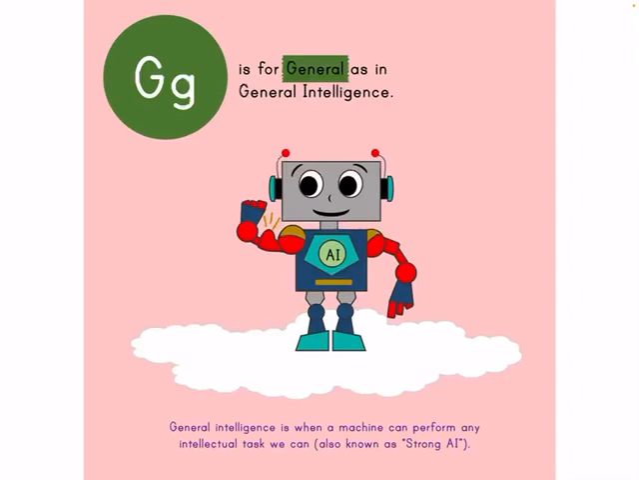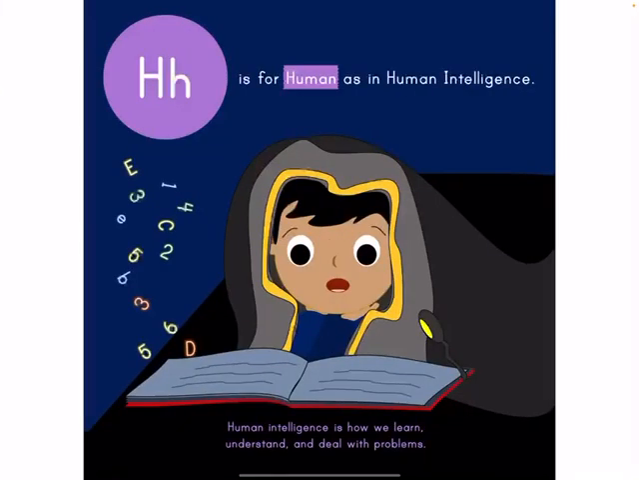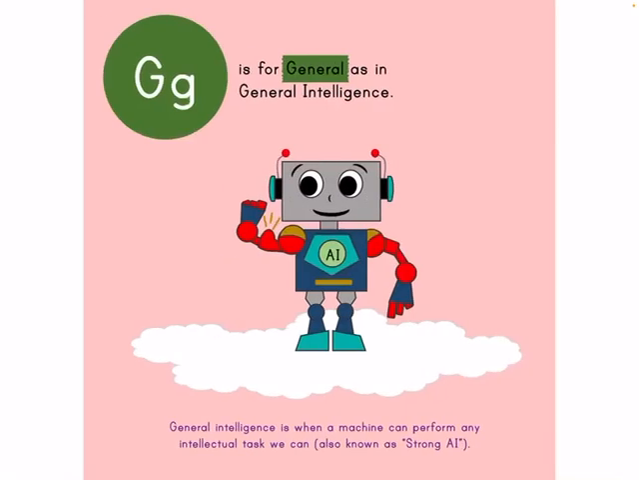G is for general, as in general intelligence. What's general intelligence? General intelligence is when a machine can perform any kind of intellectual task that we can perform, also known as strong AI. What's strong AI? Strong AI is anything that you can ask a machine, it should be able to answer your question, even though it has not yet been trained specifically for that job.